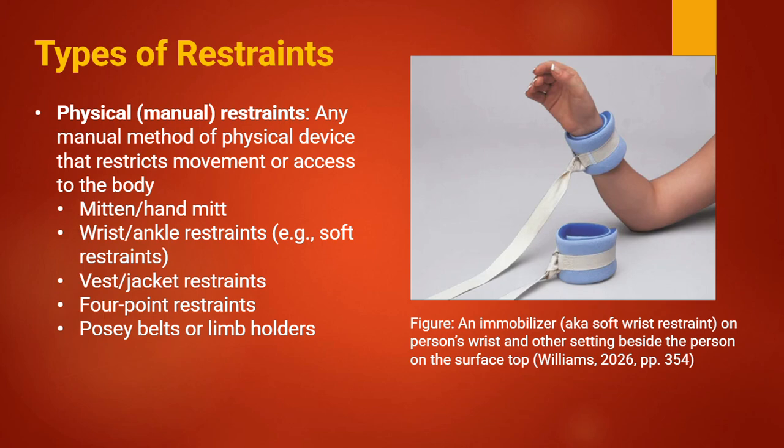4-point restraints are used in emergency or psychiatric settings when a patient is violent or poses immediate danger. All 4 limbs are restrained to prevent movement, and these require continuous monitoring and a provider's order. Posey belts or limb holders are used to keep patients safely seated in wheelchairs or on stretchers without slipping or falling, but they must also be applied under strict safety protocols.